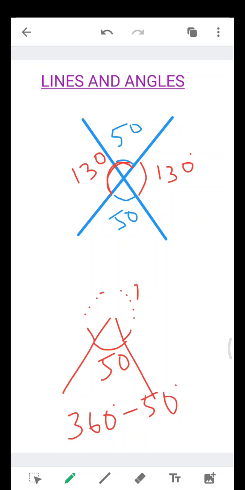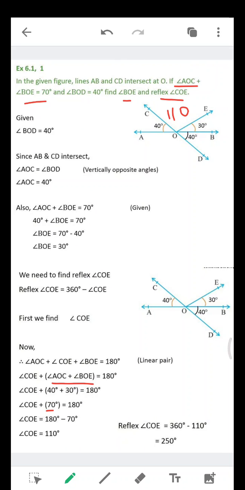So the reflex of this angle is 310. I do the same thing here for finding the reflex of 110, the reflex of COE. I'll do 360 minus 110, that is equal to 250. In this way we found BOE and the reflex of COE.